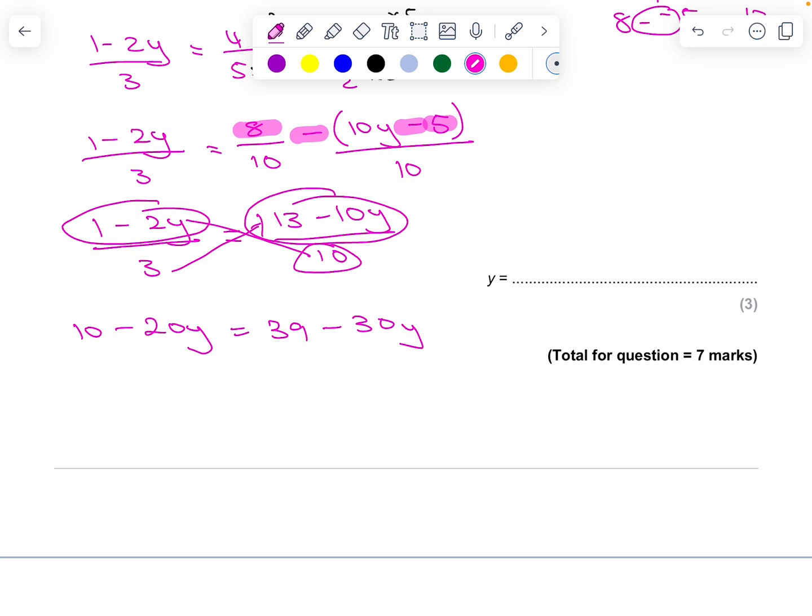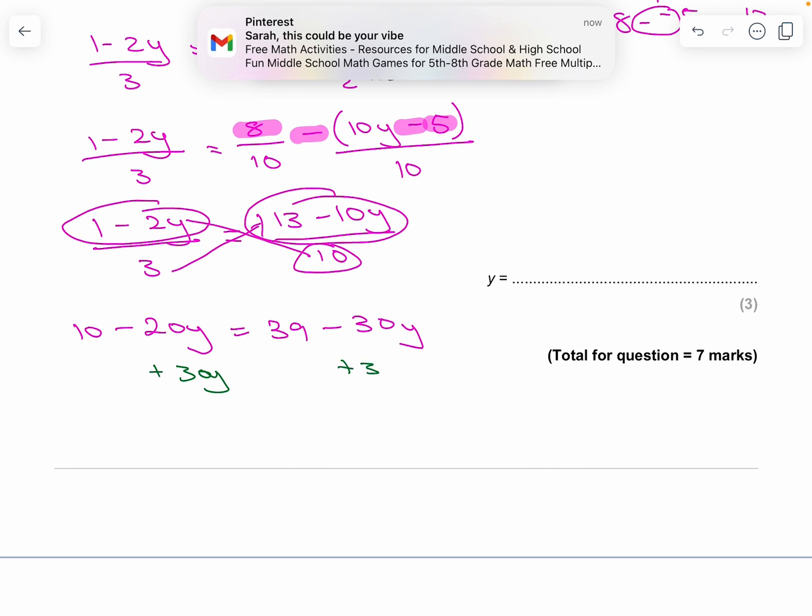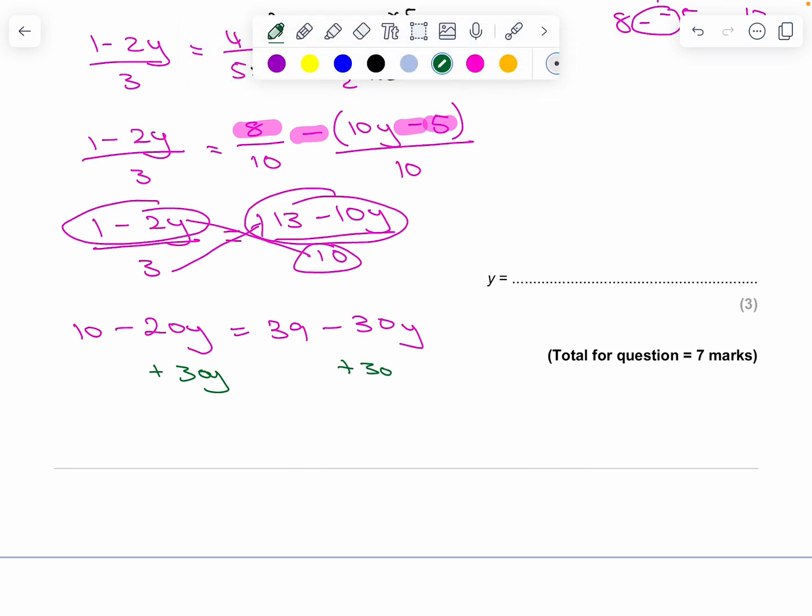I am going to add 30y to both sides, which gets rid of the minus 30y, leaving on this side 10 plus 10y equals 39. Then I'm going to subtract 10 from both sides to get rid of the 10 here. And that gives me 10y equals 29.